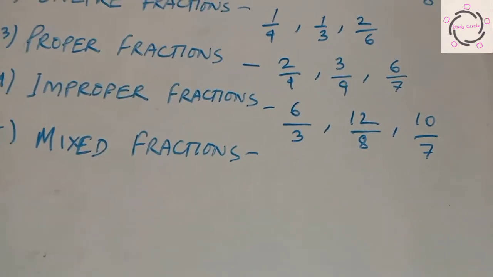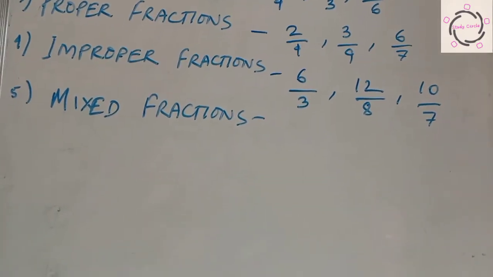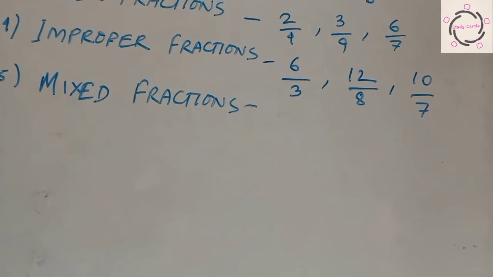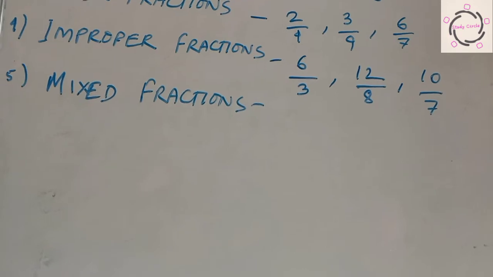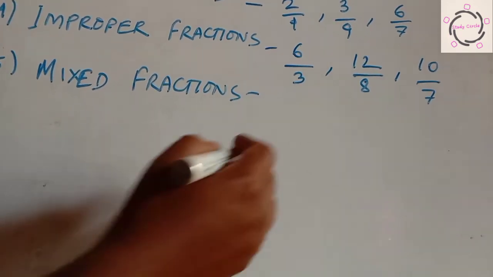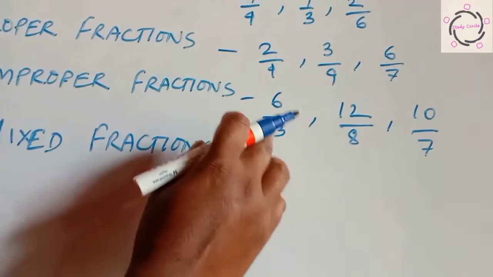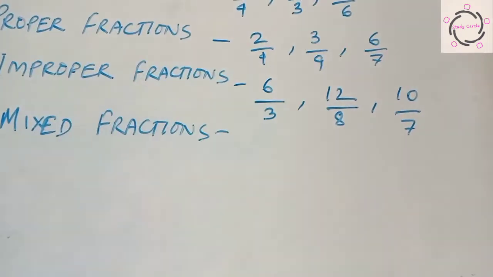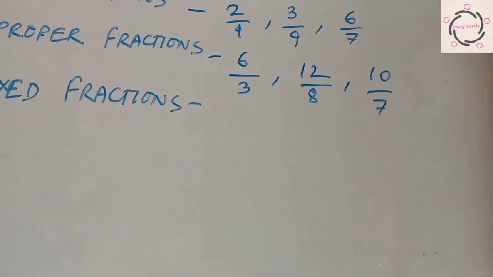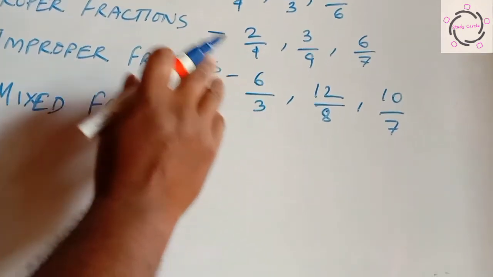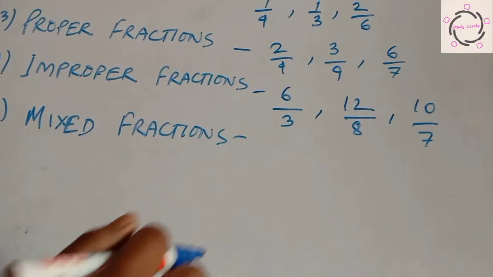Now the fifth one is mixed number or mixed fractions. A mixed number is a mixture of a whole number and a proper fraction. So it is a whole number and a proper fraction. An improper fraction we generally change into a mixed fraction. When we are doing the sums, we should change the improper fraction to a mixed fraction.